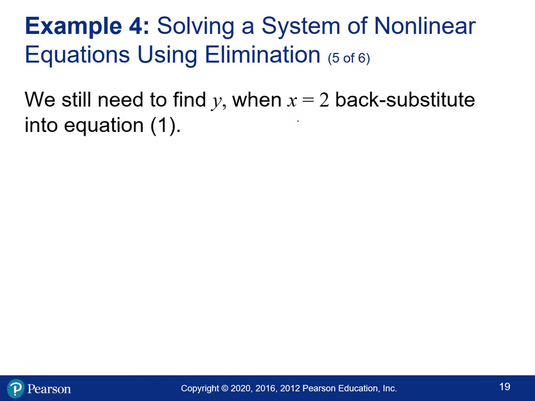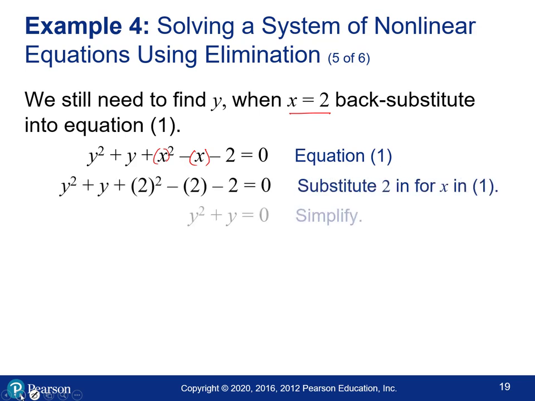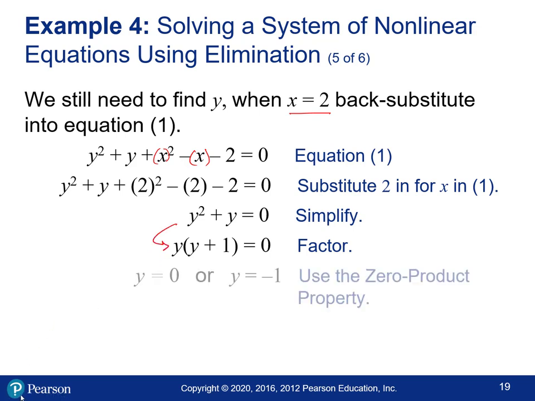But we also got that x was 2, so we're not done. We have to go ahead and find y when x is 2. So plugging in right here, plug in x is 2, and then we end up getting a quadratic equation again that we're going to have to factor. And so that one factors as y times y plus 1, and then you get y is 0 or y is -1. But hopefully you remember something.